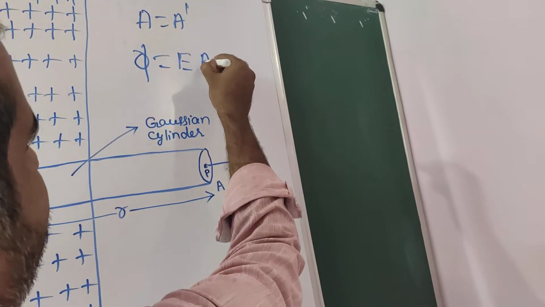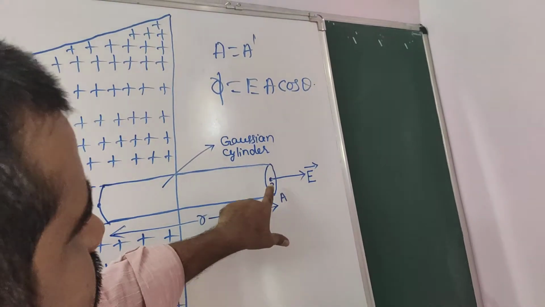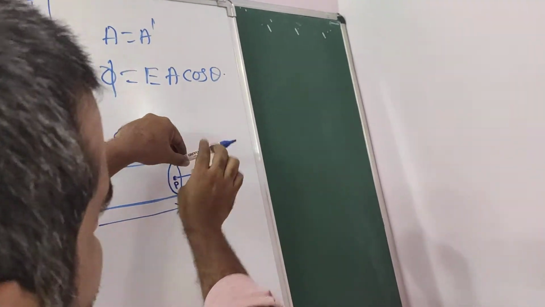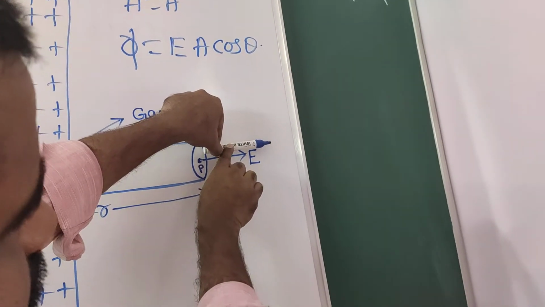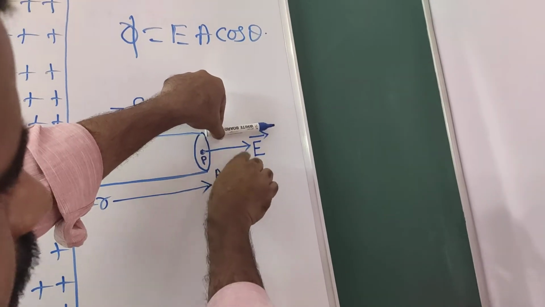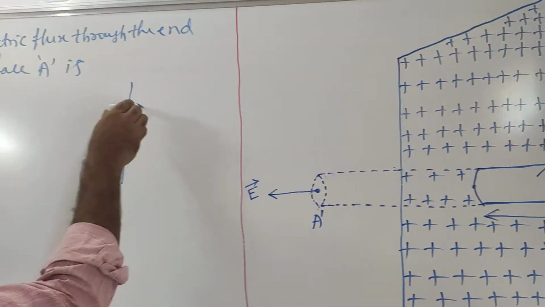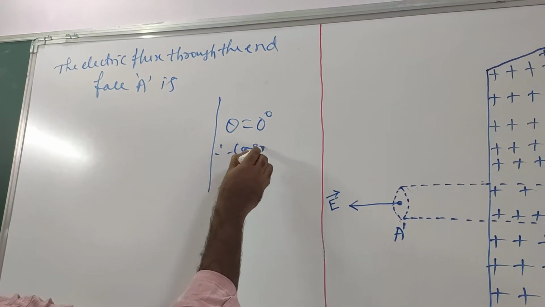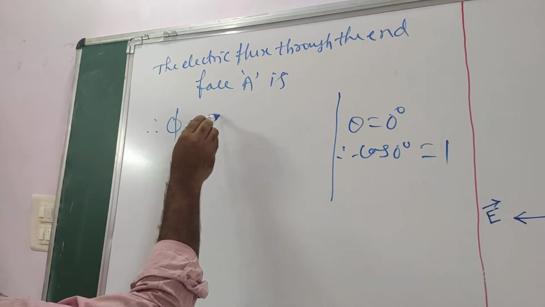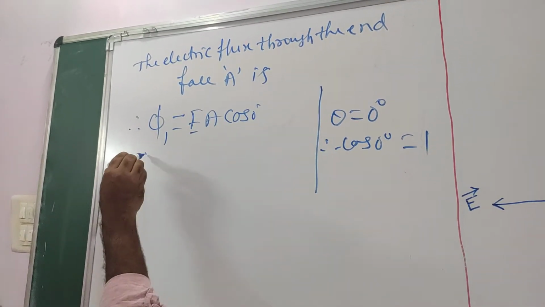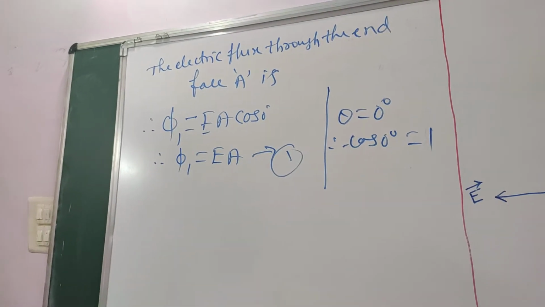Here S means A cos theta. Instead of S we take area A. Now how much is the electric field E? What will be the normal drawn to this face? This is the normal drawn to the face, and this is E. How are they? Parallel. That's why theta value is 0 degree, and cos 0 degree is 1. Therefore phi 1 is equal to E A cos 0 degree. Therefore phi 1 is equal to EA. This is the electric flux through the end face A.